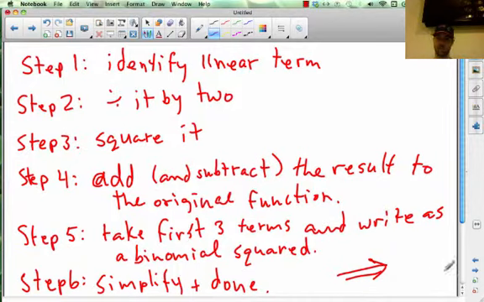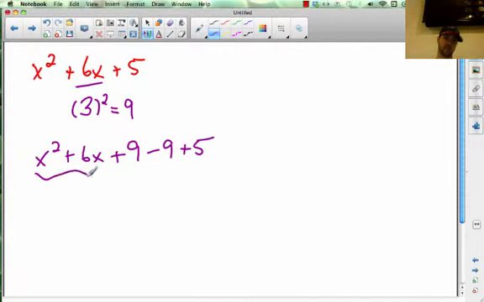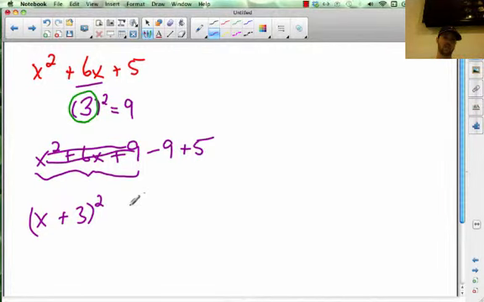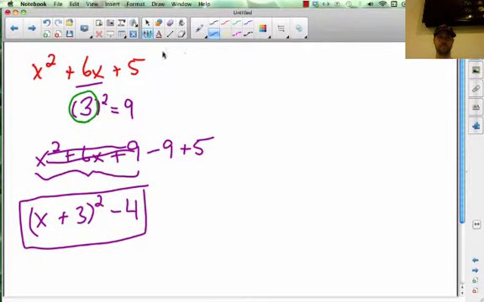Step 5, take the first 3 terms and write as a binomial squared. First 3 terms give us a trinomial here. We can write this as a binomial squared, and again, I didn't mention it in the steps, but this will always be the number that you write in the binomial. So, x plus 3 all squared. And then that takes care of the first 3 terms, and then step 6 is simplify, and you're done. -9 plus 5 will give us -4. And you're done. Awesome. So let's try another one.